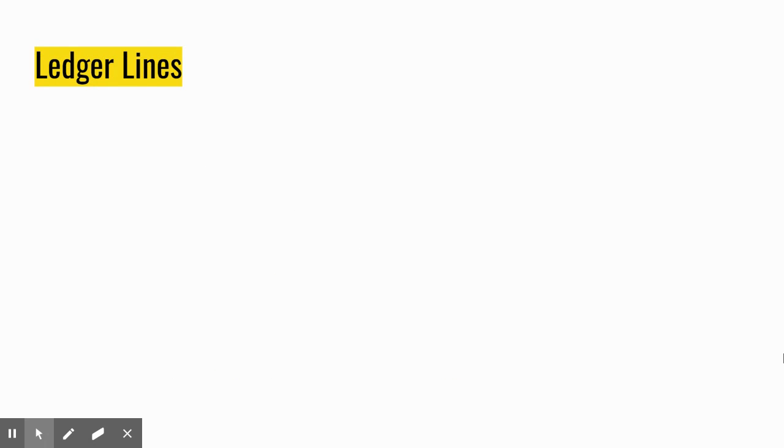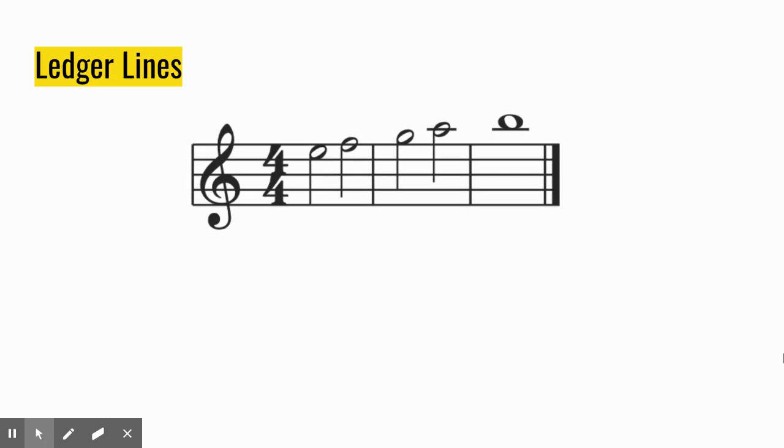Our instruments can play more notes than the staff can hold. When we need to extend the staff, we use ledger lines. Notice here as the notes get higher that they're still alternating between space, line, space, even with the ledger lines. Notes can technically go higher than this, but these are the highest notes you'll need to know for now.